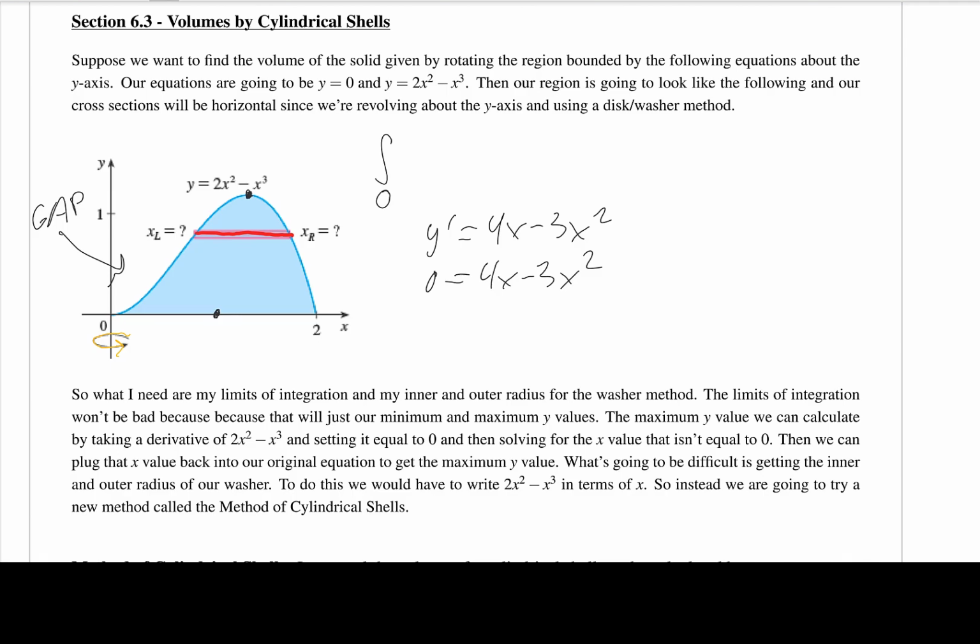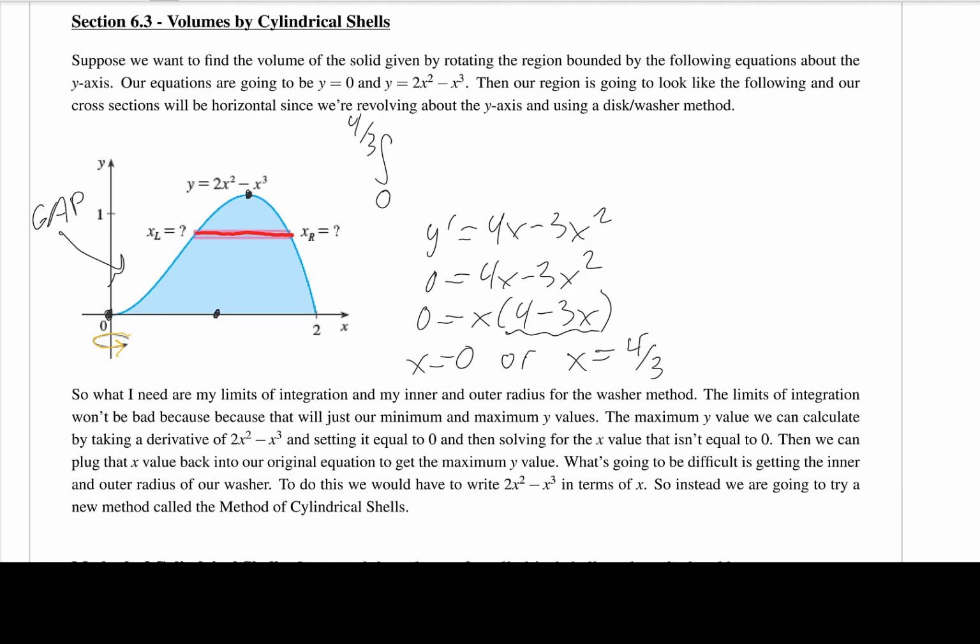Let's see. And if I factor out an x, we'll get 0 equals x times (4 minus 3x). So we know that x is either equal to 0, which would be somewhere on this axis right here, right? In fact, it would be this point. Or the point that we're looking for, which is going to be x equals 4/3. And that comes from solving this portion of the equation when setting it equal to 0. So I can get this upper limit. This is 4/3.